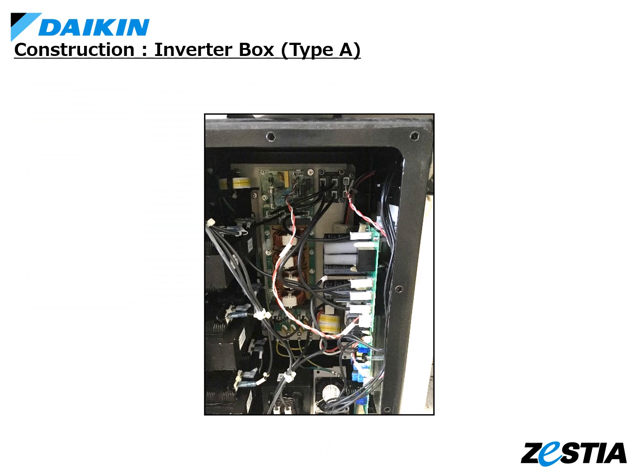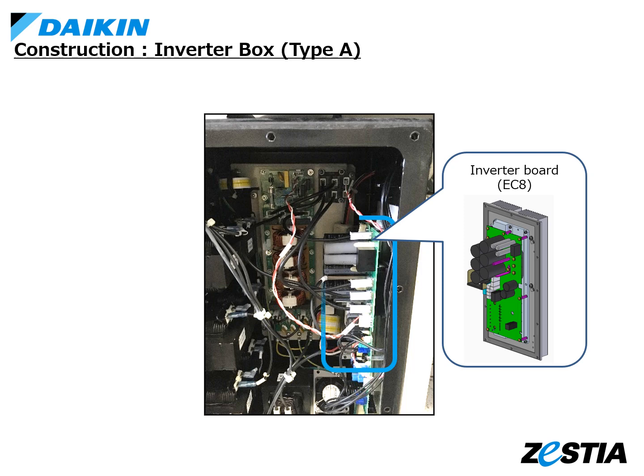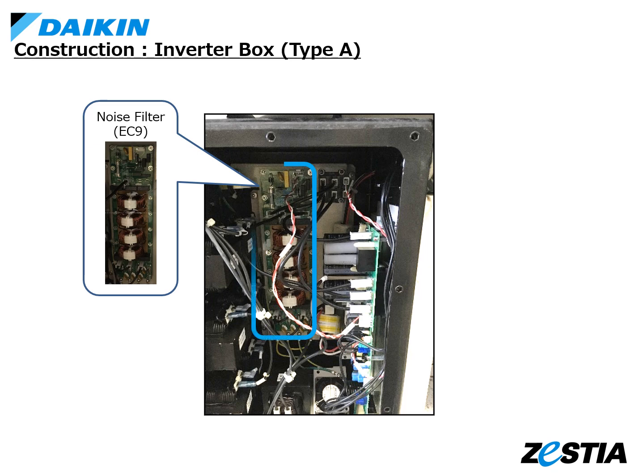Explain parts position in inverter box, Type A. There is an inverter board on the right side of the box. Here, the AC power source is converted to a variable AC power source to control the running speed of the compressor. The noise filter board is for eliminating noise from the power supply.